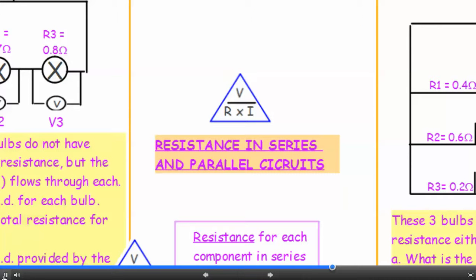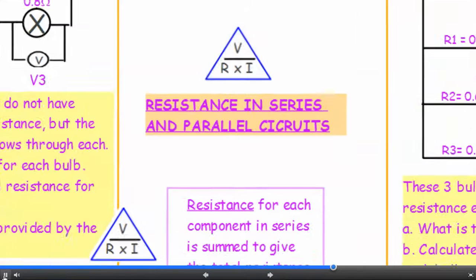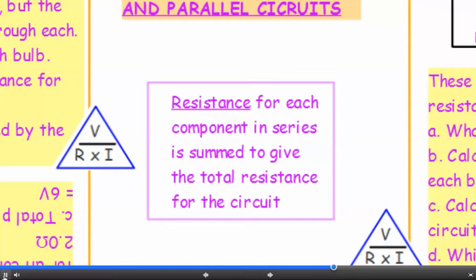Resistance in series and parallel circuits. Now, resistance for each component in series is summed or added up to give the total resistance for the circuit.